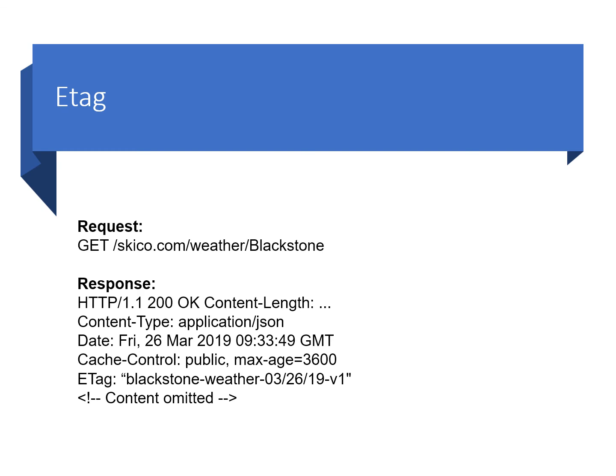This is shown on the HTTP example on the slide, which tells a cache to treat the weather report resource as fresh for at least 3,600 seconds or 60 minutes. The eTag value, namely Blackstone Weather 03-2619 version 1, is simply a generated label that the service defines for this particular resource. In this example, the eTag represents the first version of the report for the Blackstone Resort on March 26, 2019. Other common strategies for eTags are to generate the value using a hash algorithm such as MD5.